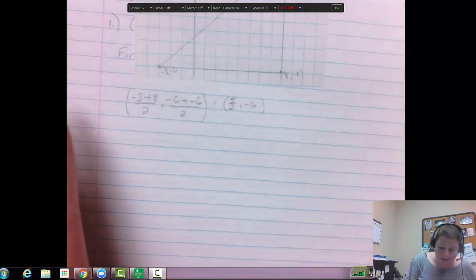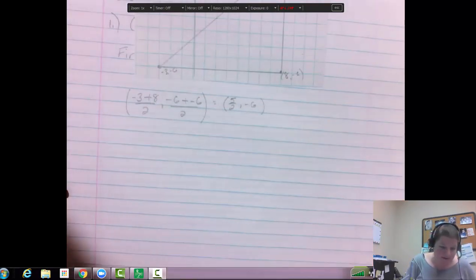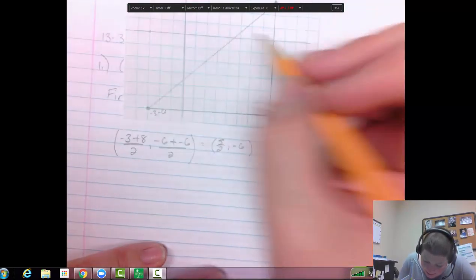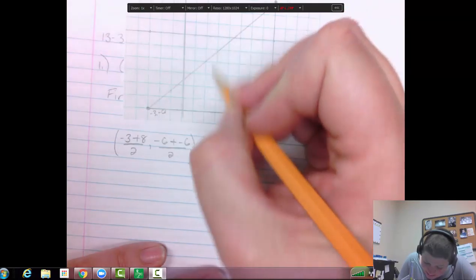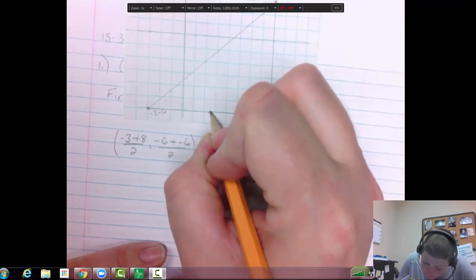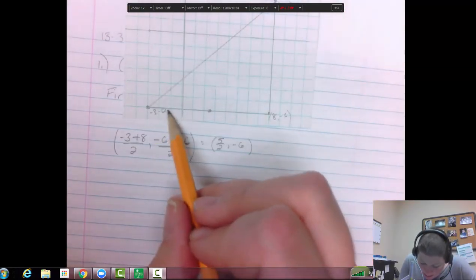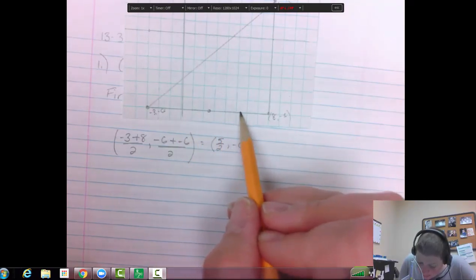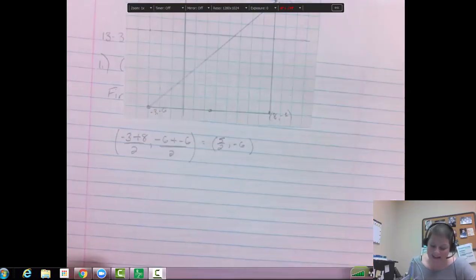And we can see that, I mean, you probably could have counted over to see it and everything, that it's going to be at 2.5, -6, about here. And you can see 1, 2, 3, 4, 5.5. And half, 1, 2, 3, 4, 5.5. So you can see it's exactly halfway there.